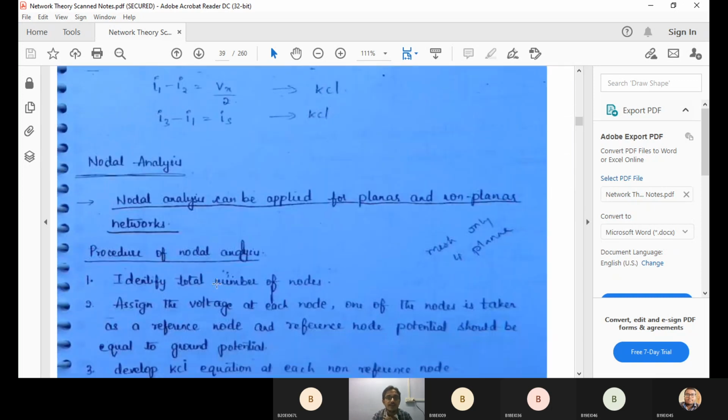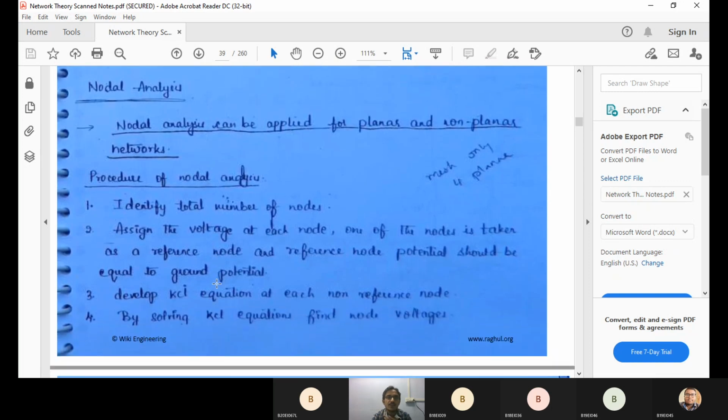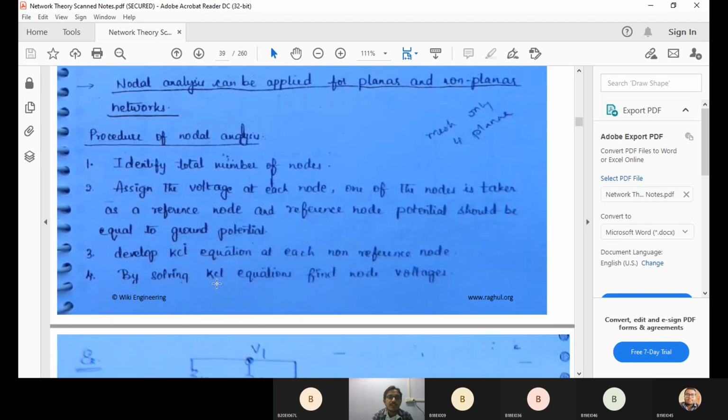Similarly, we are having more example problems here. You can just go through that and you can solve them. Next topic is nodal analysis. What is the procedure for the nodal analysis?